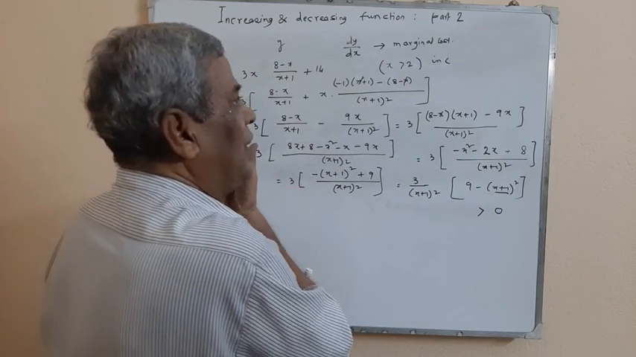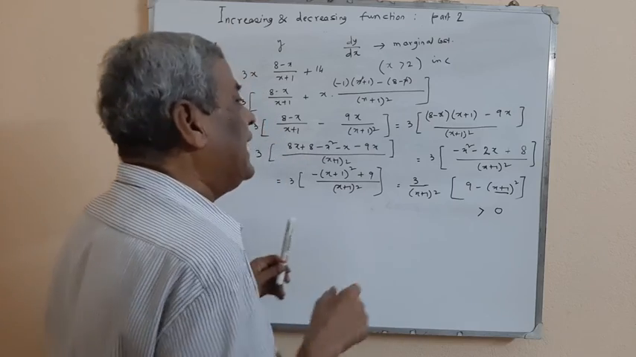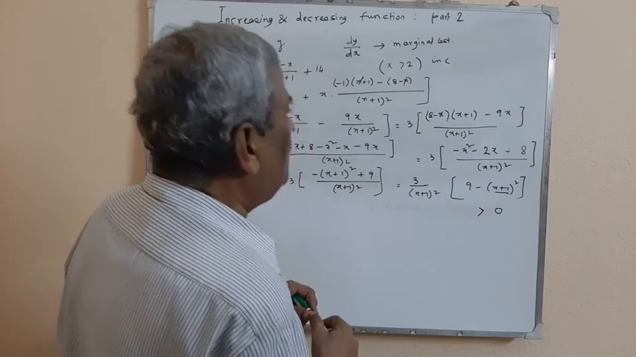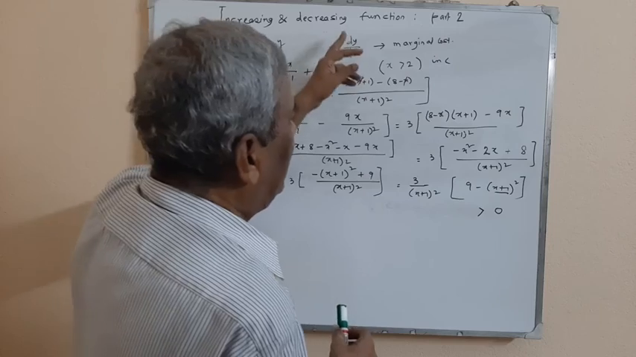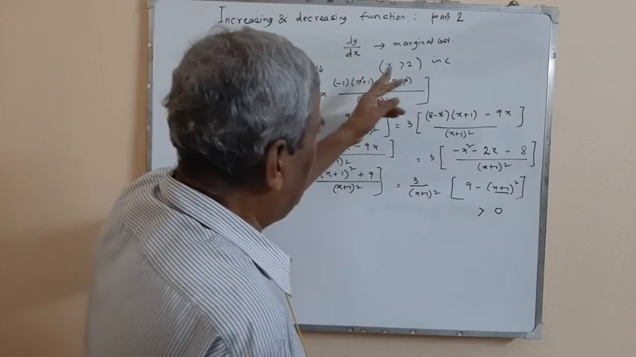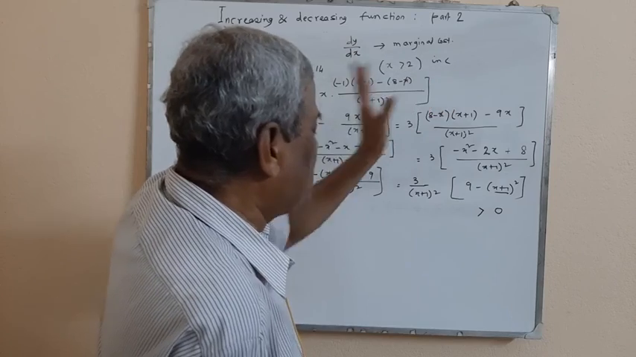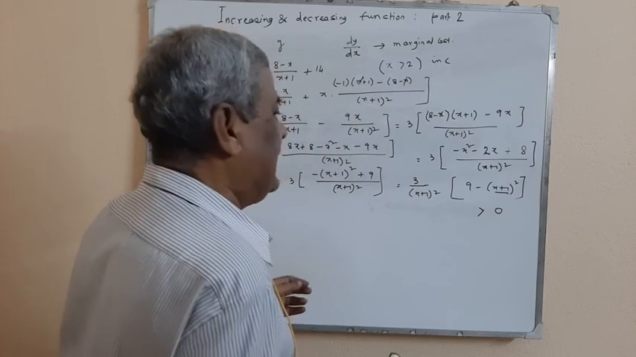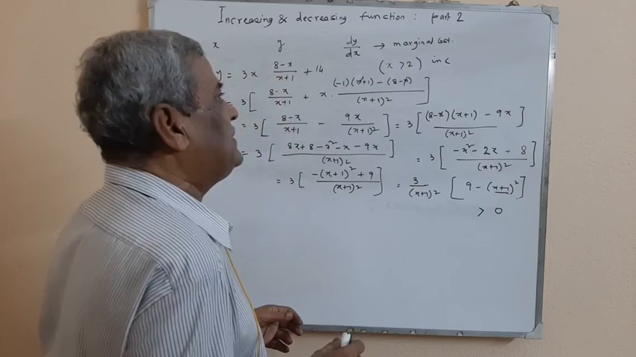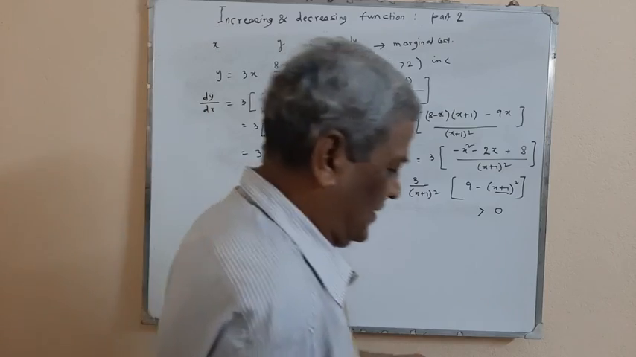Hence, we have to prove that when x is greater than 2 and x increases, the base value being x greater than 2, then dy/dx is positive. That is, marginal cost is equal.